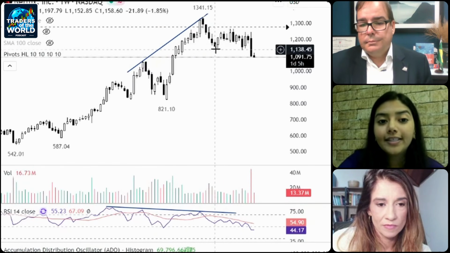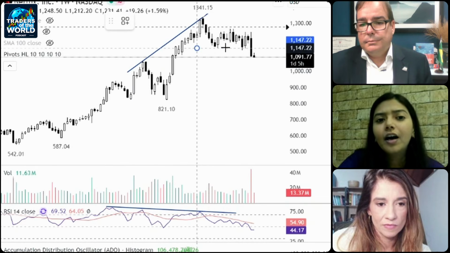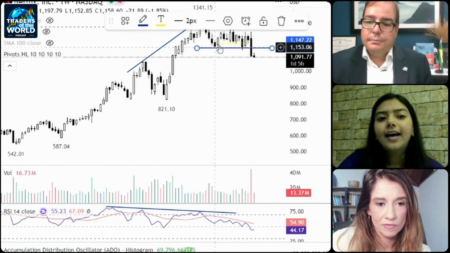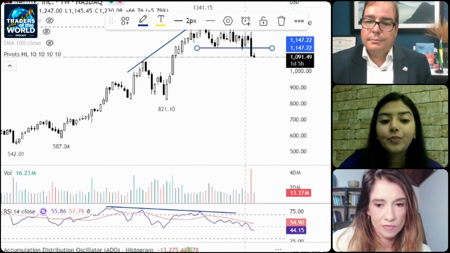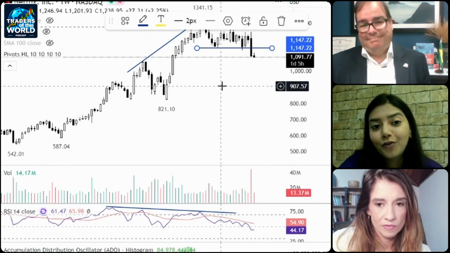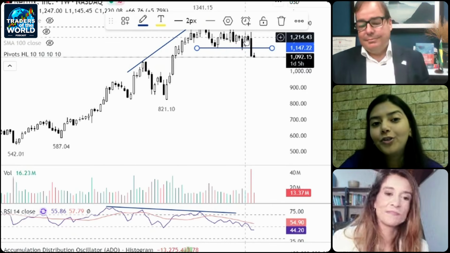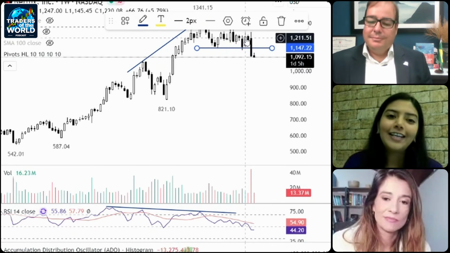And when this support level broke, if somebody was looking at it from a positional perspective, this turned out to be an exit point, where the distribution had already started happening before that. So this rebound was an opportunity to look at reducing your position. So that's how I look at the ADO.